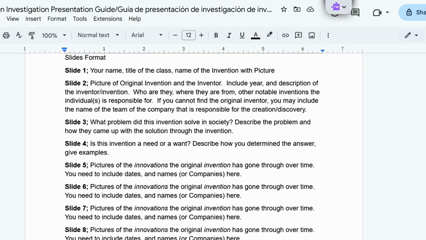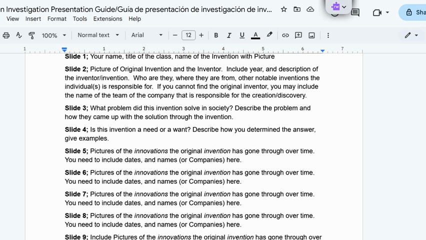Slide number 3. What problem did the invention solve in society? Usually every invention was invented for some reason. You're going to tell me why it was, describe the problem, and how they came up with the solution through the invention.